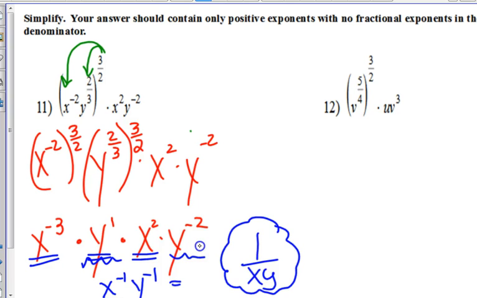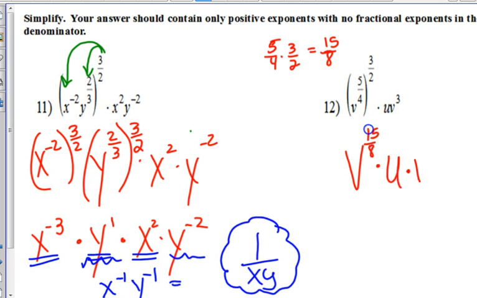That's about the hardest I would ask on a test or quiz. Could you get that one right? Yeah. I hope so. This one's easier. Just multiply. Be careful. What's 5/4 times 3/2? 15/8. So we have a v to the 15/8 times a u times a v to the 3rd.